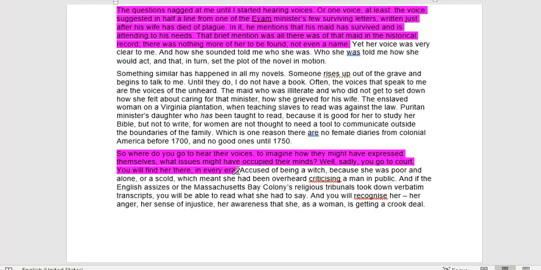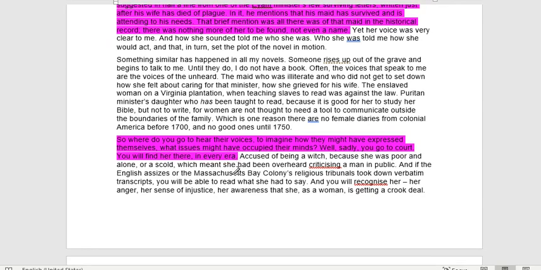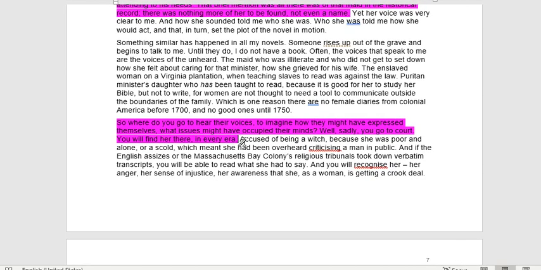She says, "Accused of being a witch because she was poor and alone, or a scold, which meant she had been overheard criticizing a man in public. And if the English assizes or the Massachusetts Bay Colony's religious tribunals took down verbatim transcripts, you would be able to read what she had to say, and you will recognize her anger, her sense of injustice, her awareness that she, as a woman, is getting a crook deal."